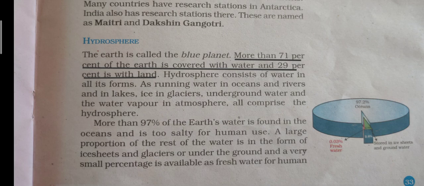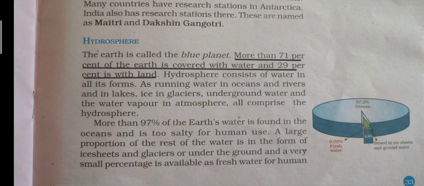The earth is called the blue planet. More than 71% of the earth is covered with water and 29% is with land. Hydrosphere consists of water in all its forms, as running water in oceans and rivers and in lakes, ice in glaciers, underground water and the water vapor in atmosphere all comprise the hydrosphere.